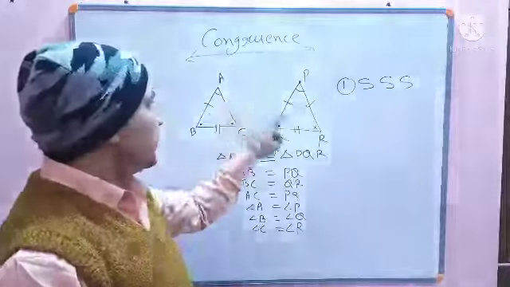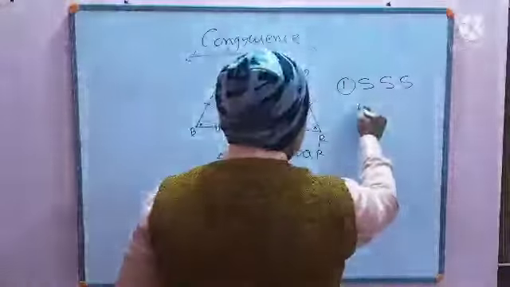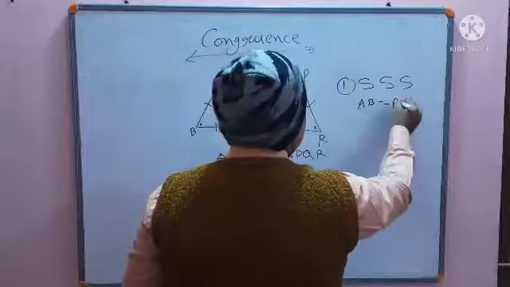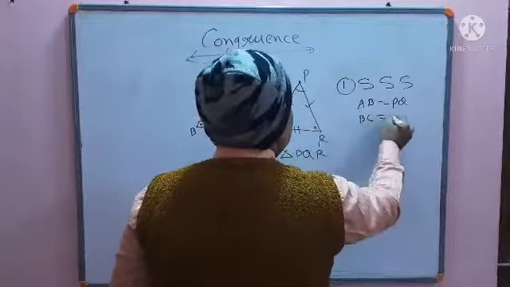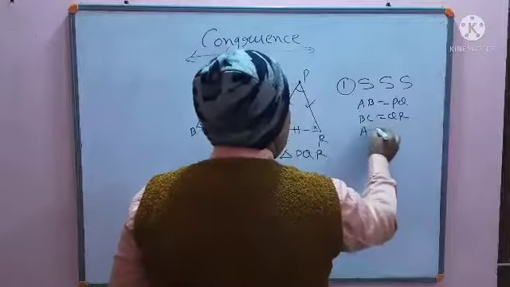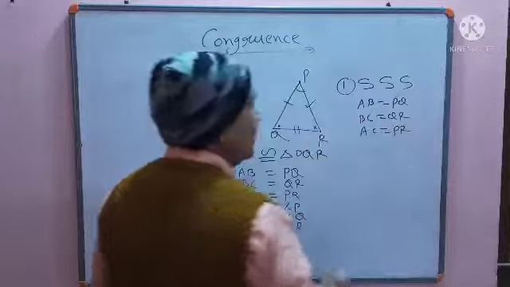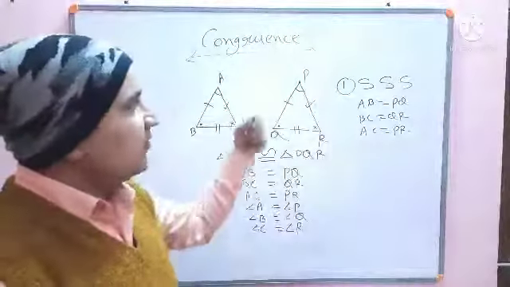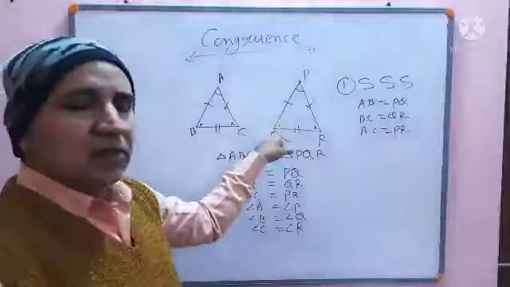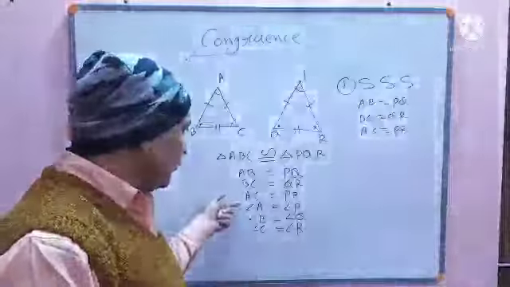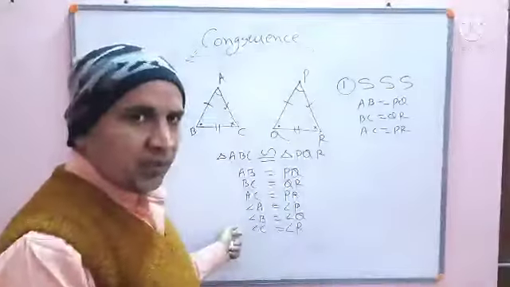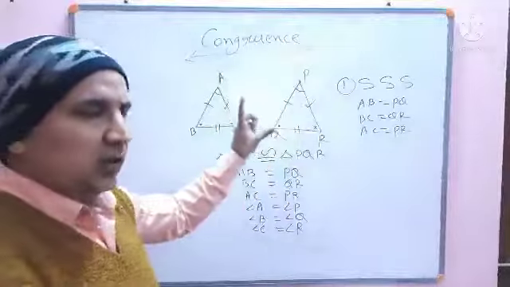Understood? In these 2 triangles, suppose AB is equal to PQ, BC is equal to QR and AC is equal to PR. If we are able to find this, then we will say that both the triangles are congruent. We do not need to find the angles also. This is the minimum requirement.